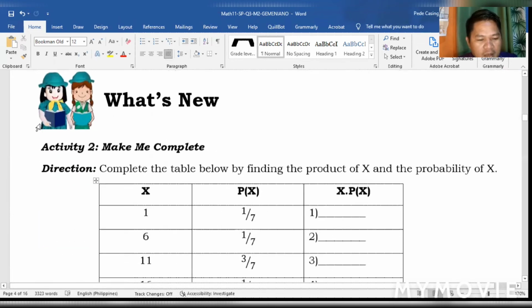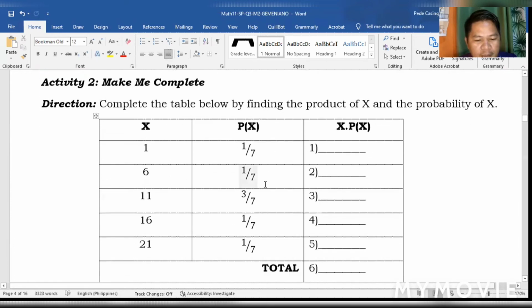Okay, let's now have the What's New activity. For the direction, complete the table below by finding the product of X and the probability of X. So you are going to find the product of X and the probability. For the values of X, we have 1, 6, 11, 16, and 21. The values for the probability P of X are 1/7, 1/7, 3/7, 1/7, 1/7.